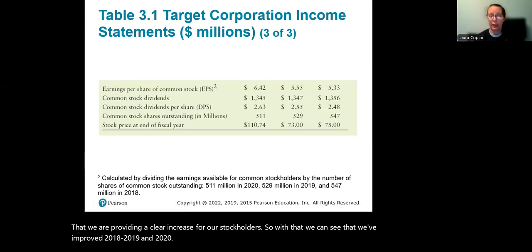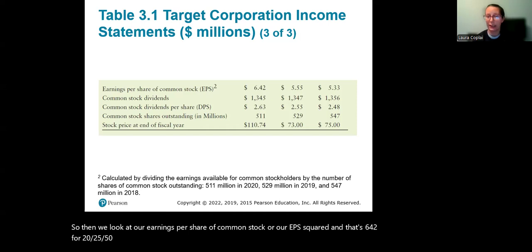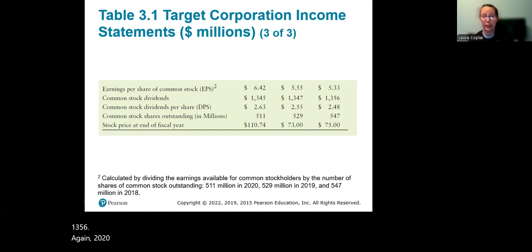Then we look at our earnings per share of common stock, or EPS, and that's 642 for 2020, 555 for 2019, and 533 for 2018. Our common stock dividend pricings are 1345, 1347, and 1356, again for 2020, 2019, and 2018. The DPS, the dividends per share, is 263 in 2020, 255 in 2019, and 248 in 2018.